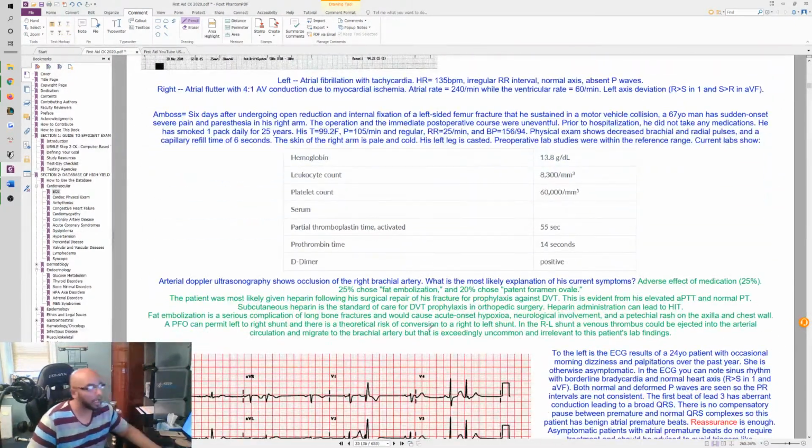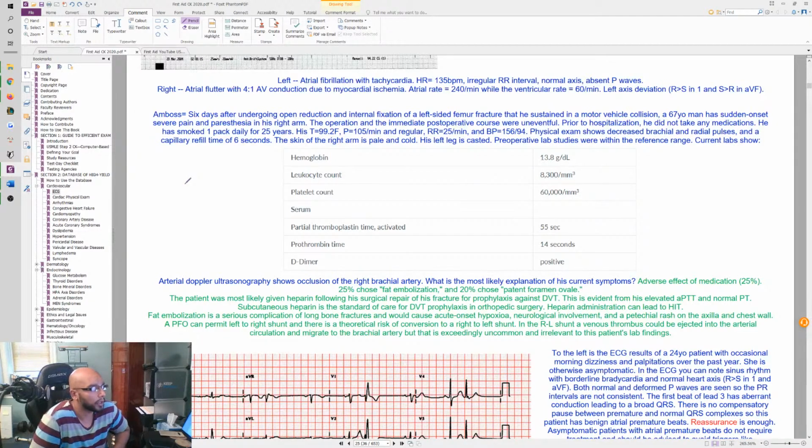At the bottom we have an ABOS question again. So this one says, 6 days after undergoing open reduction and internal fixation of a left-sided femur fracture that he sustained in a motor vehicle collision, a 67-year-old man has sudden onset severe pain and paresthesia in his right arm. The operation and the immediate post-operative course were uneventful. Prior to hospitalization, he did not take any medications. He has smoked 1 pack daily for 25 years.